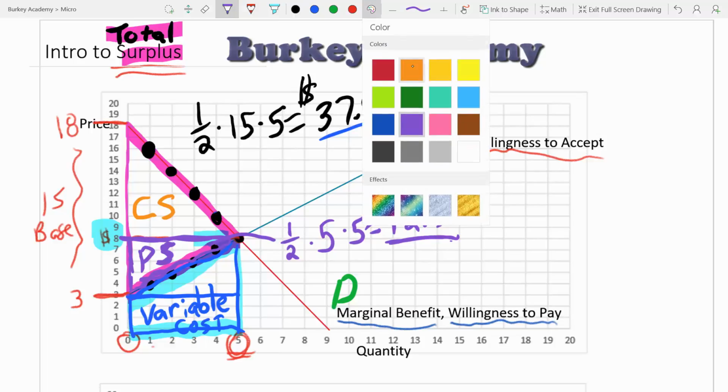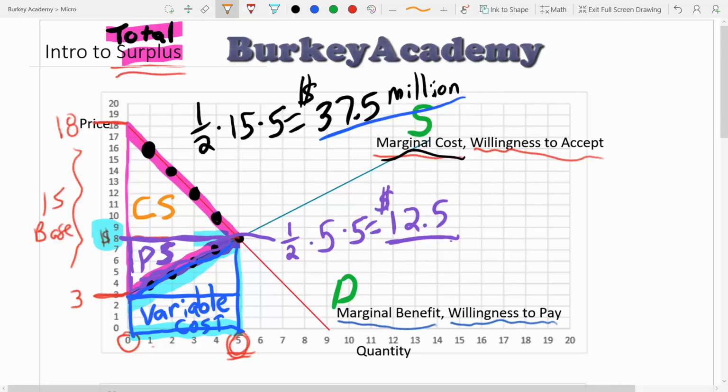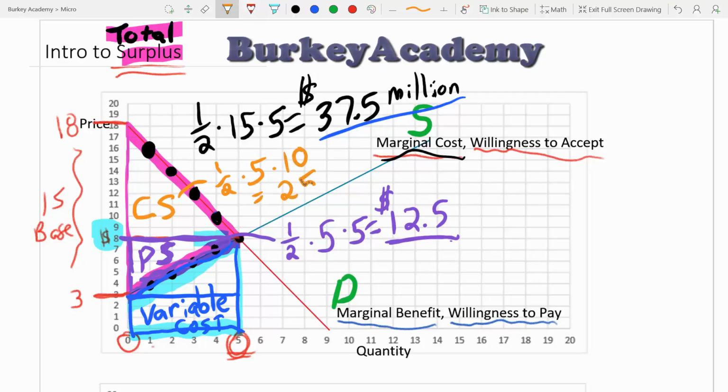directly. So the consumer surplus here is going to be 1/2 times the base, 5, times the height, and the height goes from 8 up to 18, so that's going to be 10. So 1/2 times 5 times 10 is going to equal 25. Again, it's in some units of currency, $25 or $25 million, if that's what we're talking about here.